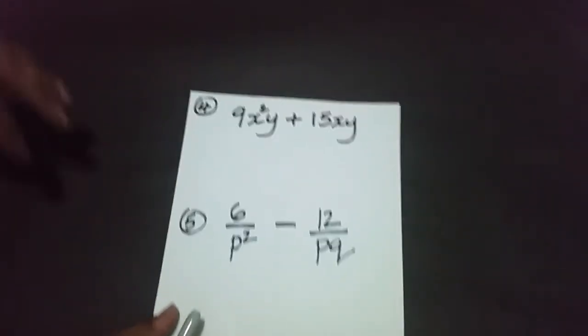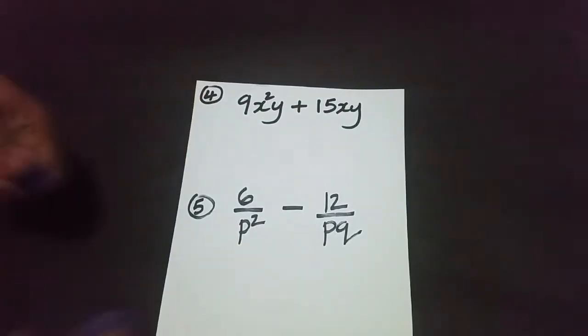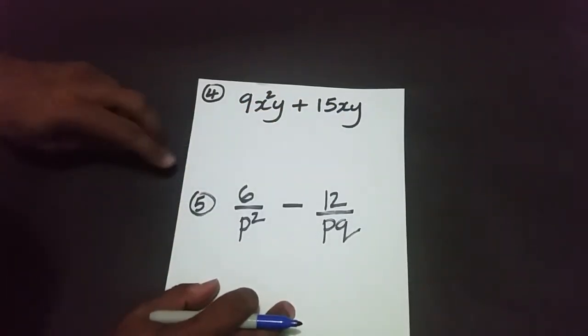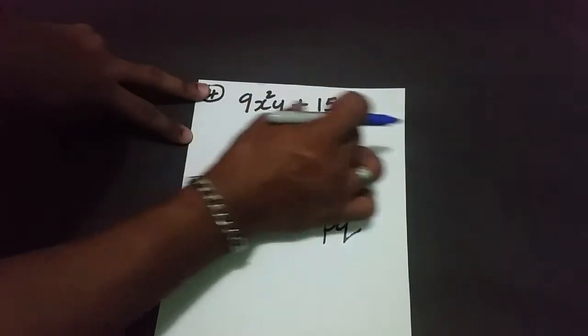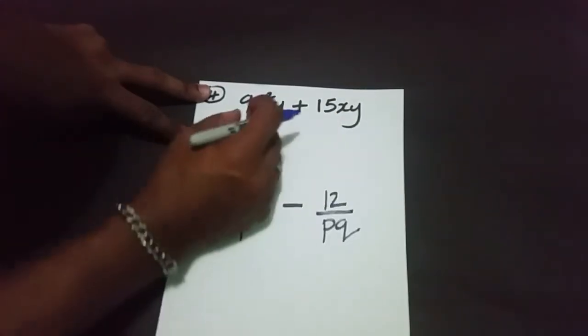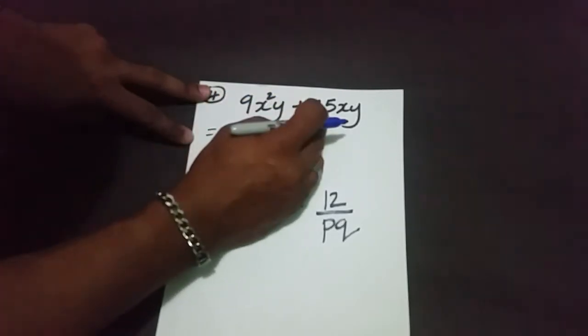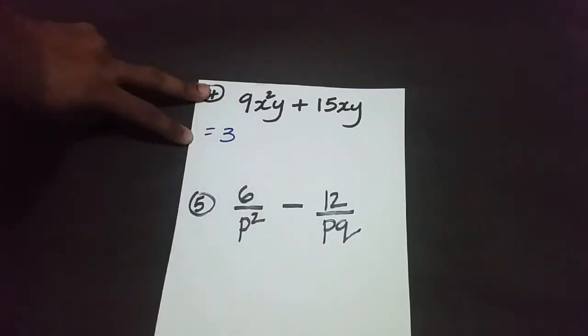All right, so we're looking at these two here, and let's look at number 4. Again, we have 9x squared y plus 15xy, and we're thinking of the highest common factor of these two terms. So of course you start with the number. What would be the highest common factor of 9 and 15? When you look at it, that simply would be 3. The highest common factor of 9 and 15 would be 3.